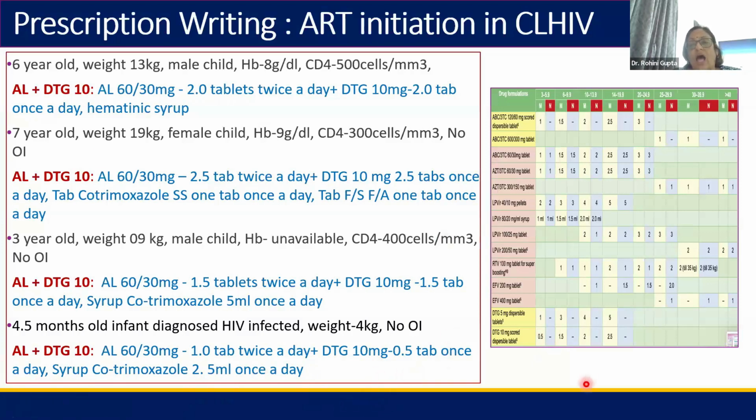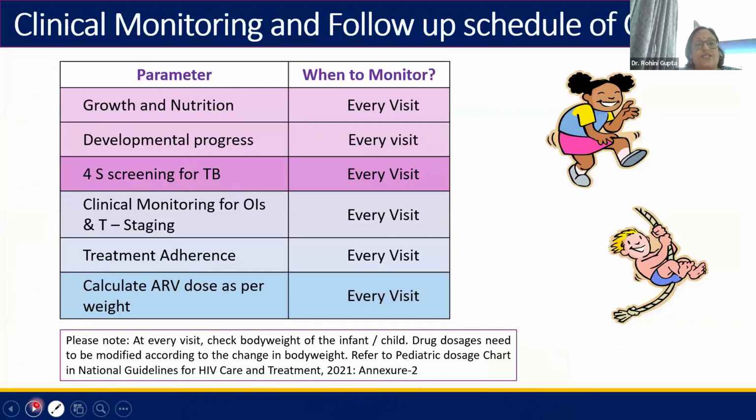I hope it's now clear how we need to utilize this pediatric dosage chart while writing the new ART regimen for children less than 20 kgs weight. So once we've started the child on DTG based ART regimen, we need to monitor the child. So what are the important things? This is normal. Previously also you were monitoring. But yes, growth and nutrition, we need to monitor more because DTG has one side effect called weight gain. And the second is we need to calculate the ARV dose as per weight. And always check when the child gains weight.